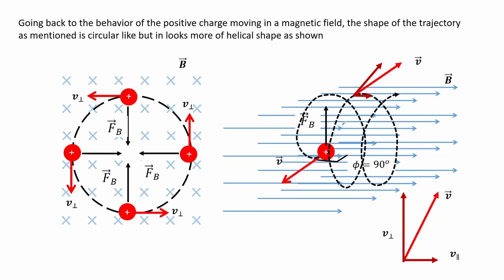Going back to the behavior of the positive charge moving in a magnetic field, the shape of the trajectory, as mentioned, is circular, but it looks more of a helical shape as shown here. We can also look at the radius of this helical trajectory by considering the components of the velocity vector. We have the velocity perpendicular to the magnetic field and the velocity parallel to the magnetic field. If we compare the two components, the velocity that is parallel does not contribute to the radius of the trajectory, but only the perpendicular velocity.